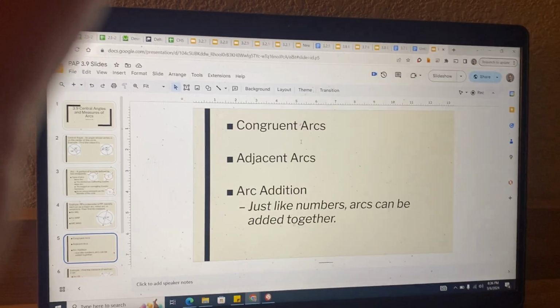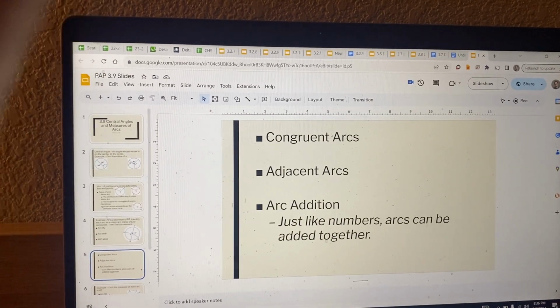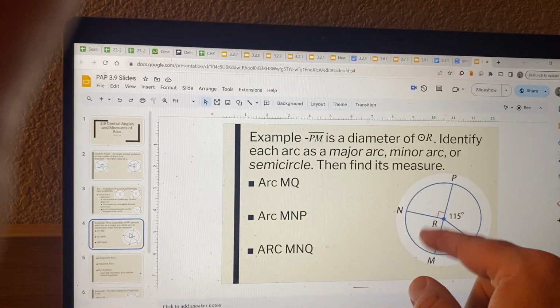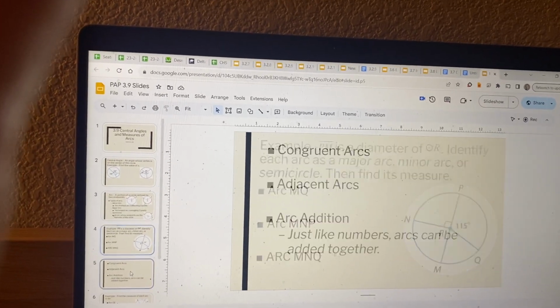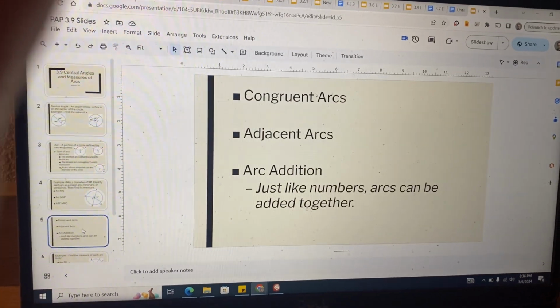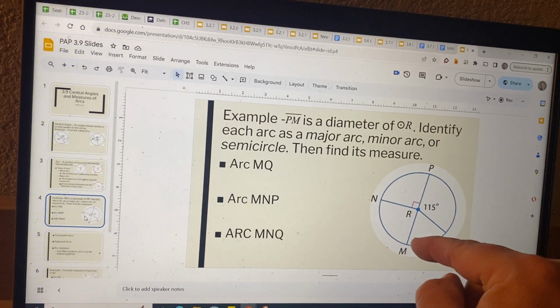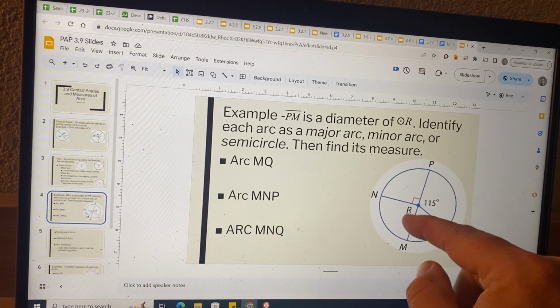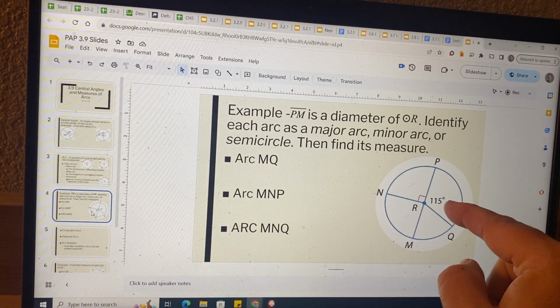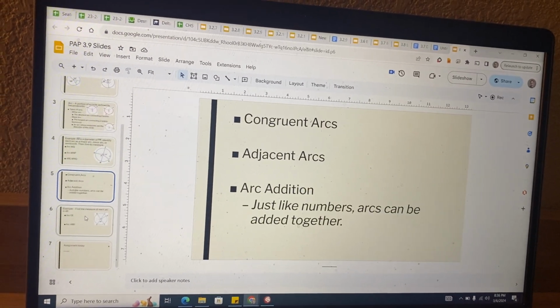If we have congruent arcs, these are going to be arcs that are the same measure. If we have adjacent arcs, that's where we have arcs that are directly next to each other. And then arc addition, just like any other kind of numbers, arcs can be added together. So again, if we come back to this previous example, arc MNQ is the sum of 90, 90, and 115, if we wanted to add it up that way.